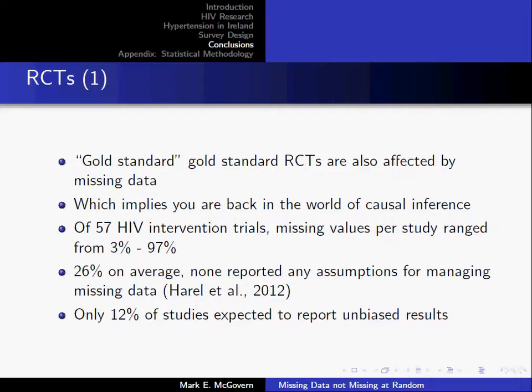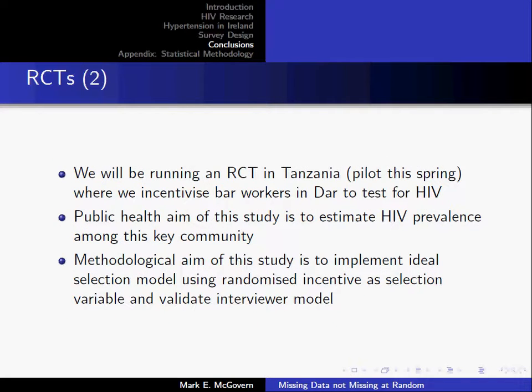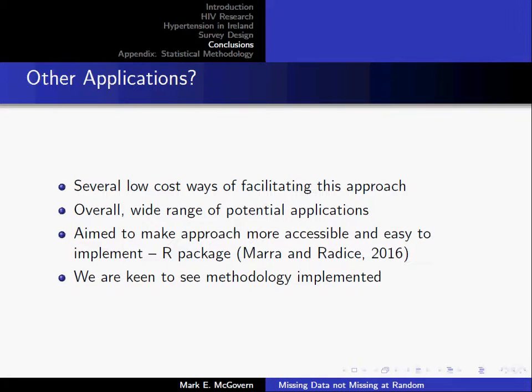And the way that we're hoping to improve on that validation study that I mentioned is that we're going to be running an RCT in Tanzania this spring, where we will incentivize bar workers in Dar es Salaam to test for HIV. So we'll be randomizing an incentive, and because this is randomized, we'll be able to compare this with the interviewer selection model. I think there are several low-cost ways of facilitating this approach, not least just making the metadata available with the release of the public data set, a wide range of potential applications.